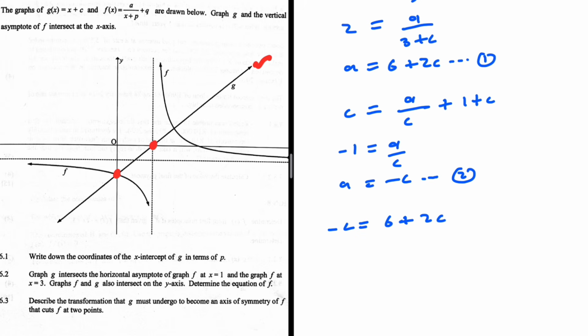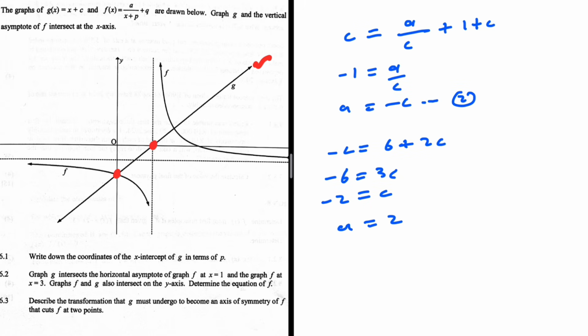So, taking it across, minus 6 is equal to 3c. Minus 2 is equal to c. So I have c is equal to minus 2. So a will be equal to 2, therefore, because a is equal to minus c.